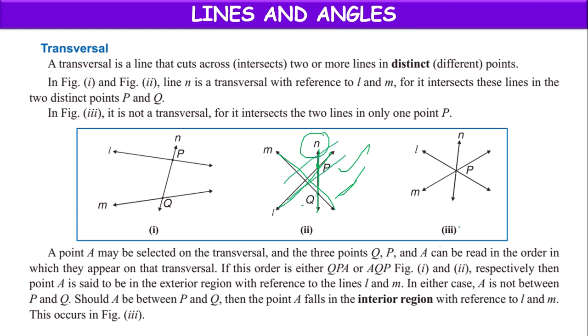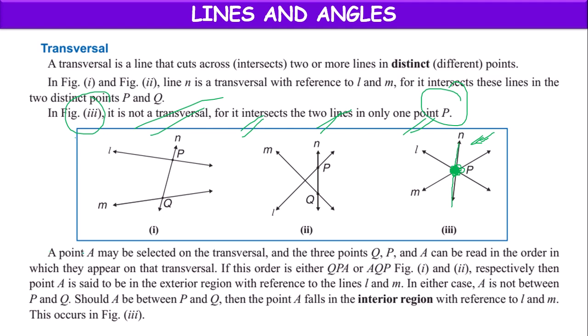Whereas in the third case, this is line L, this is line M, but line N intersects both the lines at one common point. So it is not the transversal. In figure 3, it is not a transversal. Why? Because it intersects the two lines at only one point. That's why it is not a transversal.